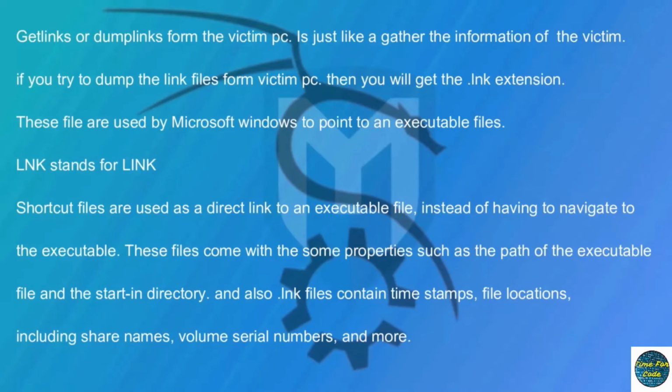So these files are used by Microsoft Windows to point to executable files. LNK stands for link, and the shortcut files are used as a direct link to an executable file instead of having to navigate to the executable. And these files come with some properties such as the path of an executable file and the start in directory, and also the .lnk file contains time stamps, file location including share name, volume serial number and more. So now let's begin.